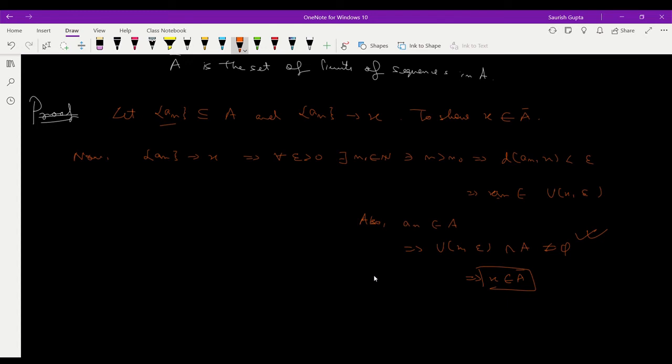So now we need to prove the converse. That is, if you choose an element from the closure of a set, then that is obviously a limit of some sequence in A.